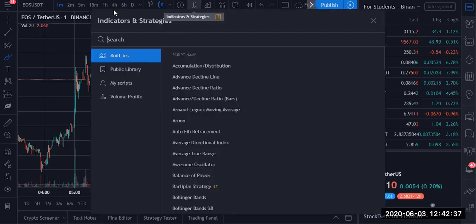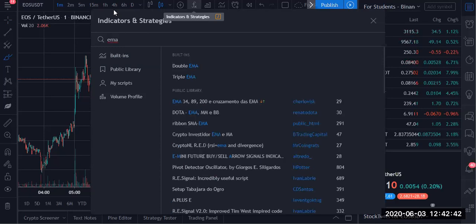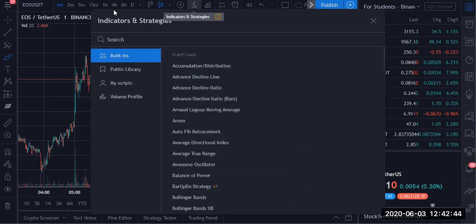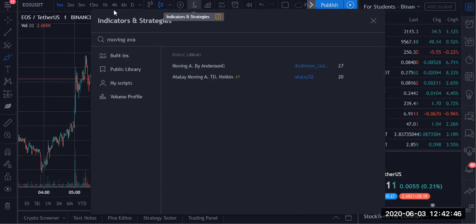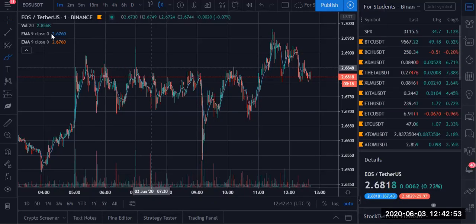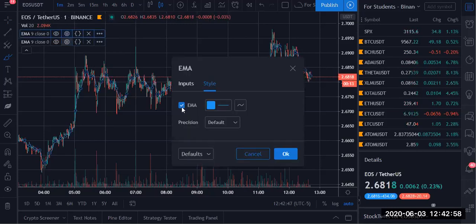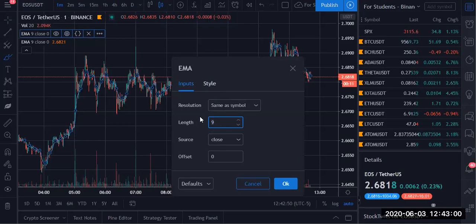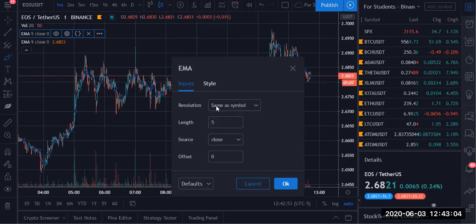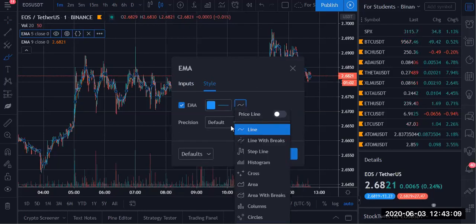EMA. Moving average exponential. Here we go. I'm going to put 2 of them here. Typically, I just say 0 or none. But I found recently, here's one that works. Here's the 5. I'm going to leave it this color. I like that color. The line is good.